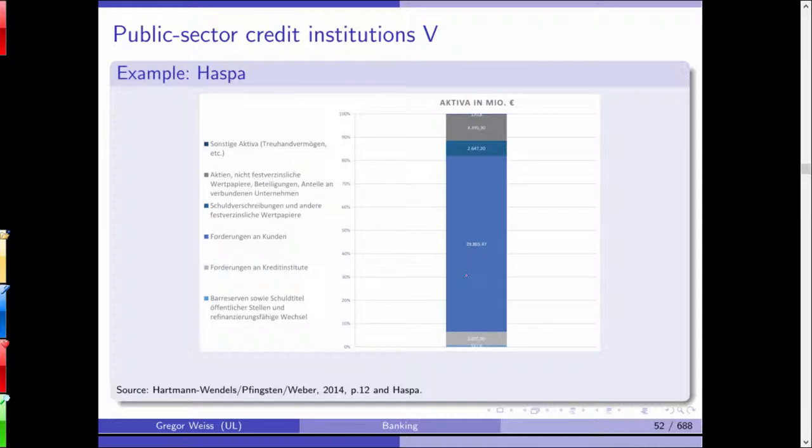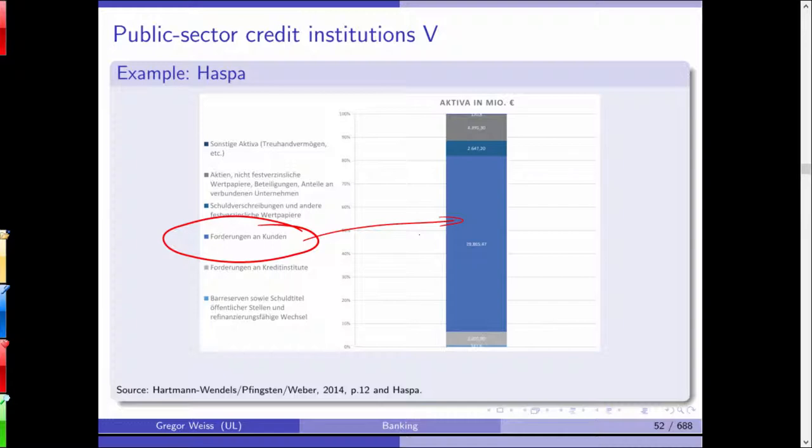And then we have one example here. This is the balance sheet of HASPA, the Hamburger Sparkasse. Coincidentally, also one of the largest banks in Germany. Why? Because Hamburg is a large and wealthy city. And here you can see it's quite small actually. It's much smaller than for Deutsche Bank, but for an average German bank, it's quite large. And the interesting thing here is that you can see it's much more of a commercial bank than an investment bank. It has a huge amount of deposits and a huge amount of loans on its balance sheet.